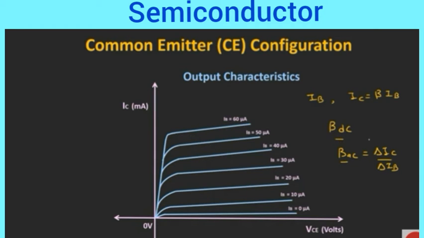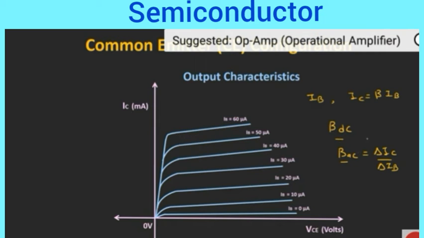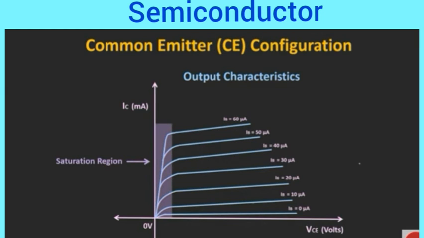Usually the values of beta AC and beta DC are not the same, but as they are very close to each other, often they are used interchangeably. Then if we talk about the next region of operation, it is the saturation region.